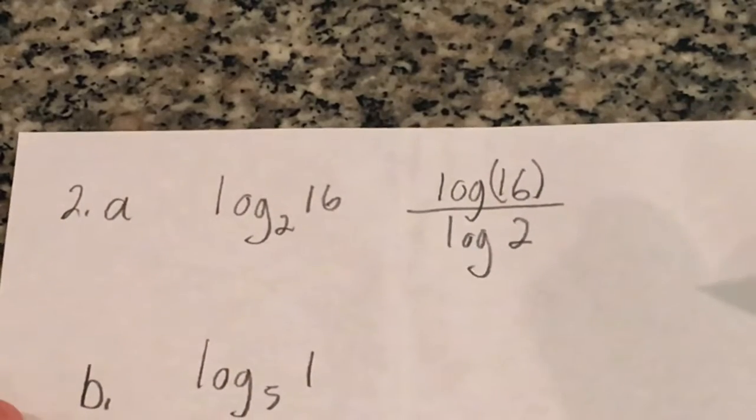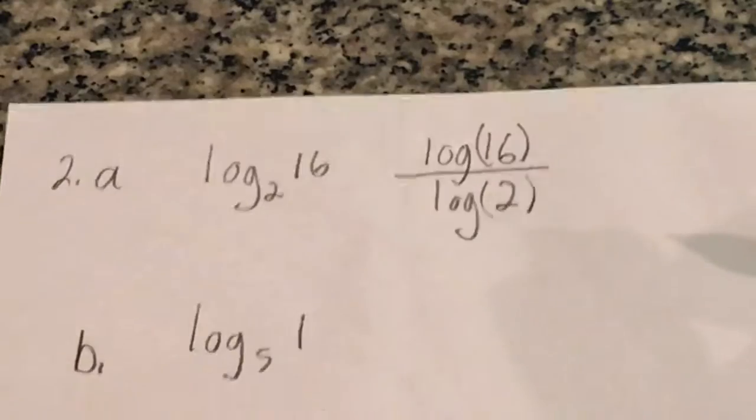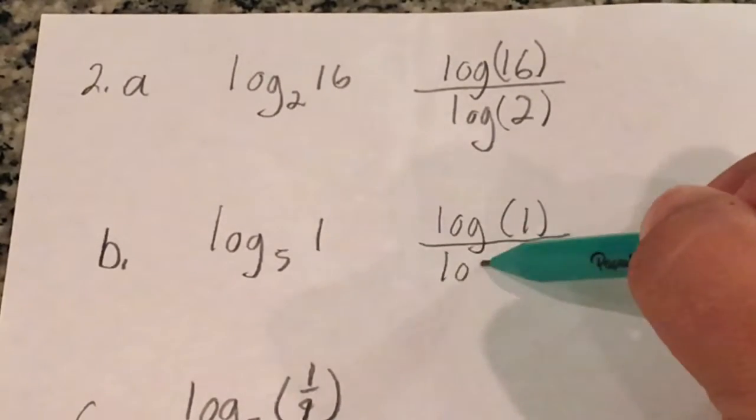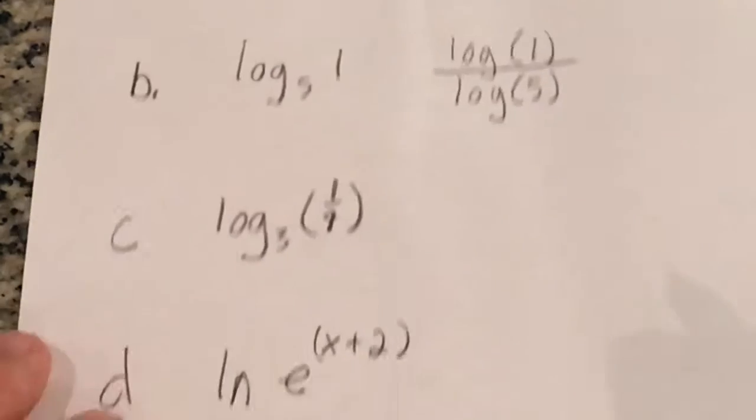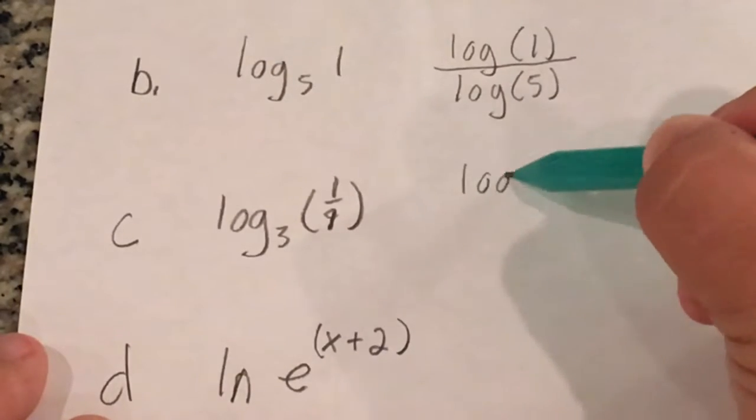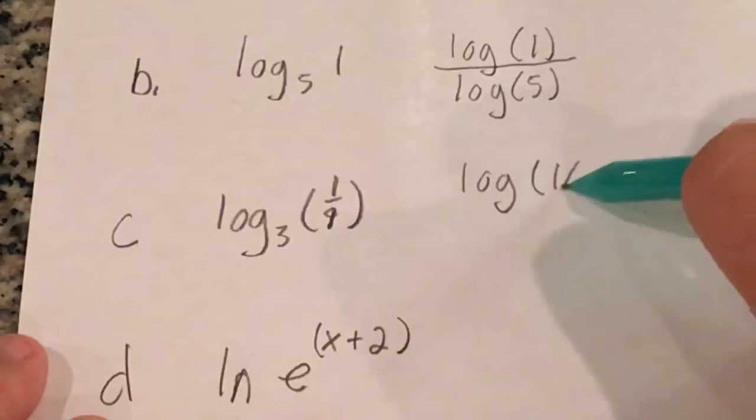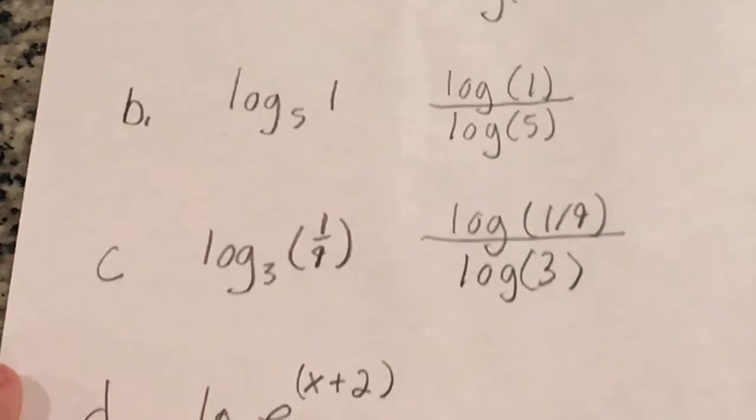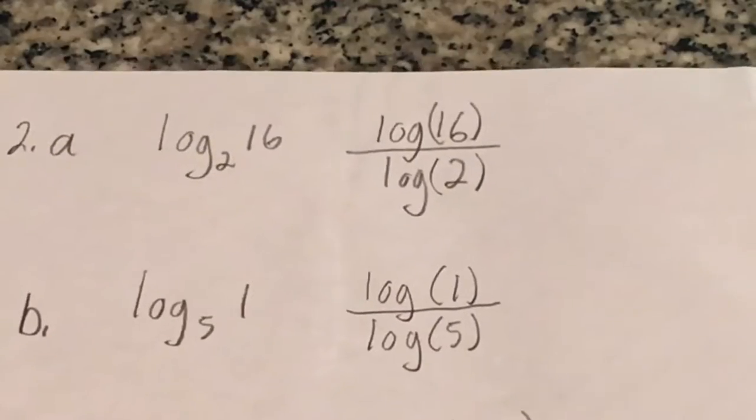And the calculator should be able to generate that answer. We just have to be careful typing it in. This would be rewritten as log of 1 divided by log of 5. Continuing. Really tricky to type in. Log of 1 divided by 9 over log 3. And again, all we have to do is know that move and let the calculator take control.